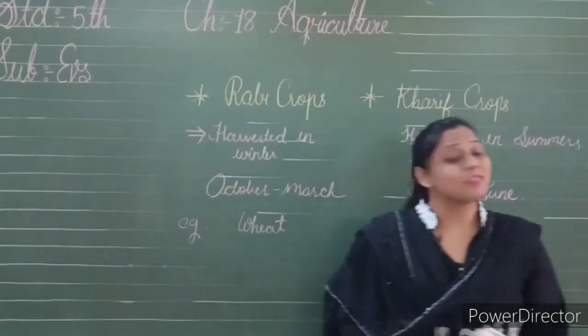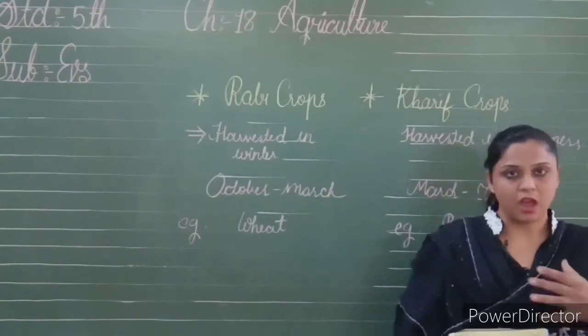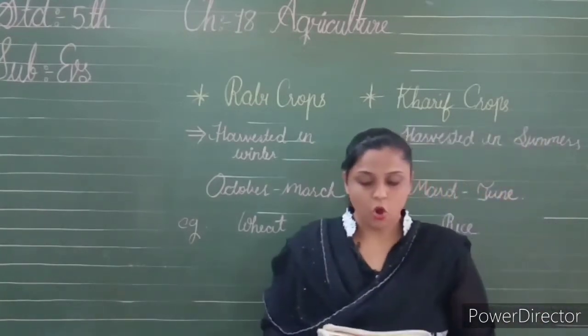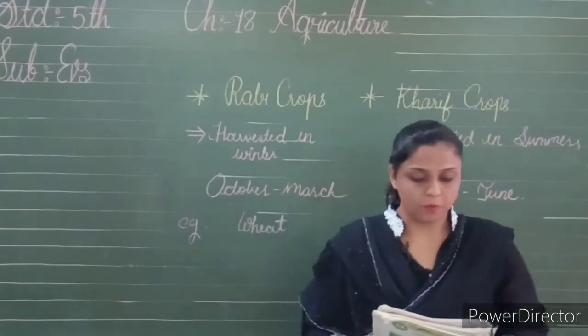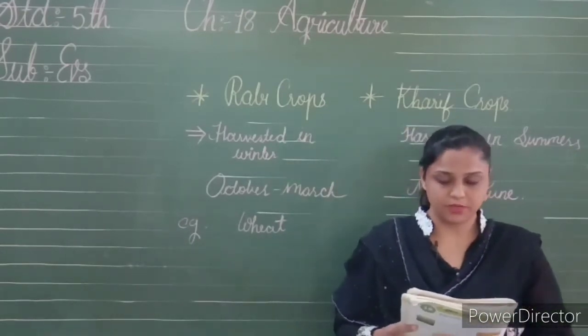And one more thing, some crops are harvested in the season of monsoon. On the other hand, rabi crops are like wheat, gram, mustard, pulses, etc.